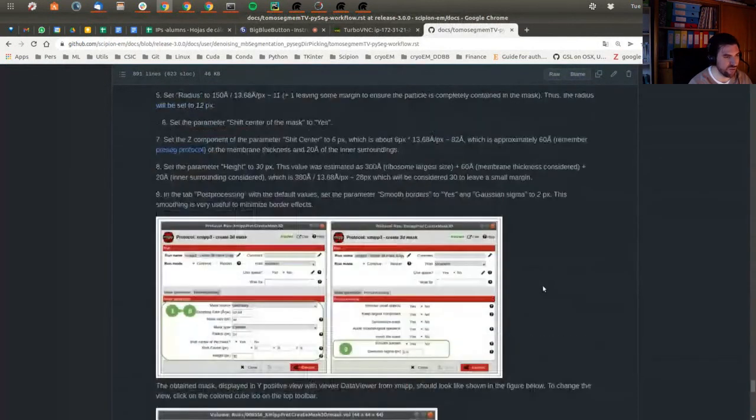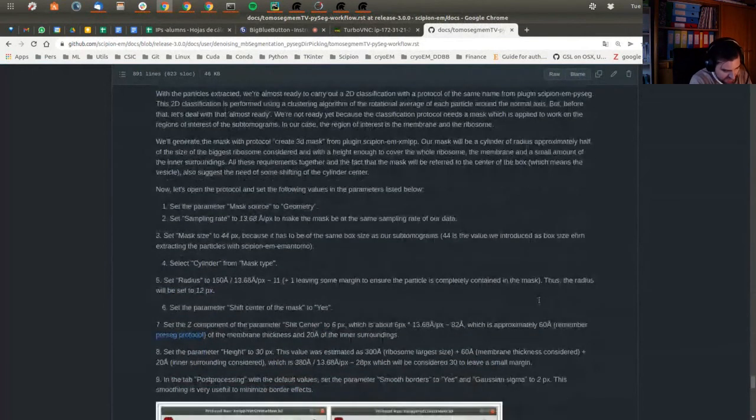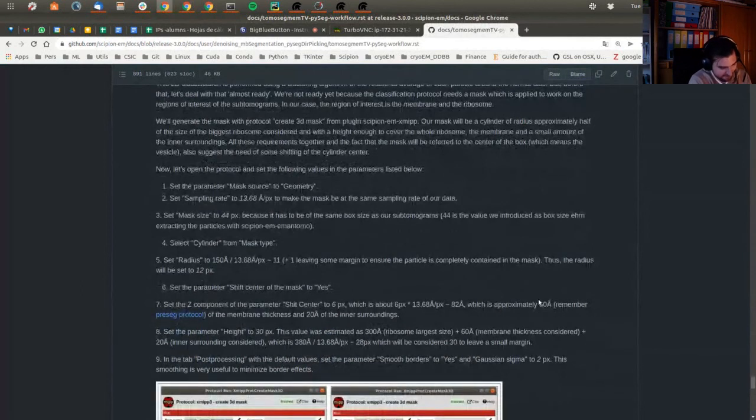This is a very critical point because we have to be sure that we are taking a region which is small enough to contain the whole particle, a part of the membrane, a little bit of the inner surroundings, and be as close to the size of the particle as possible. That way we provide the highest signal when performing the rotational average and get better results. So this is very critical.